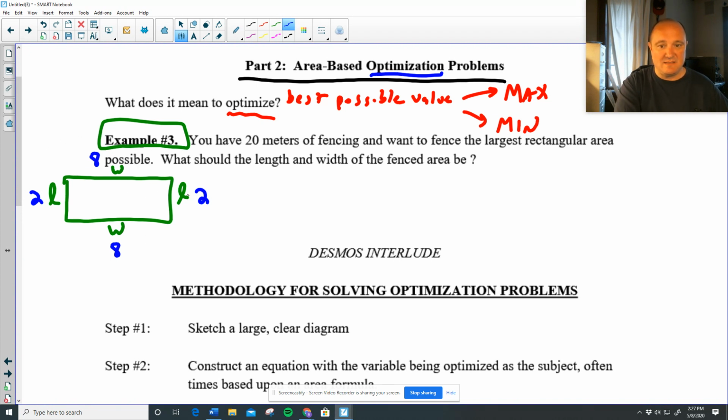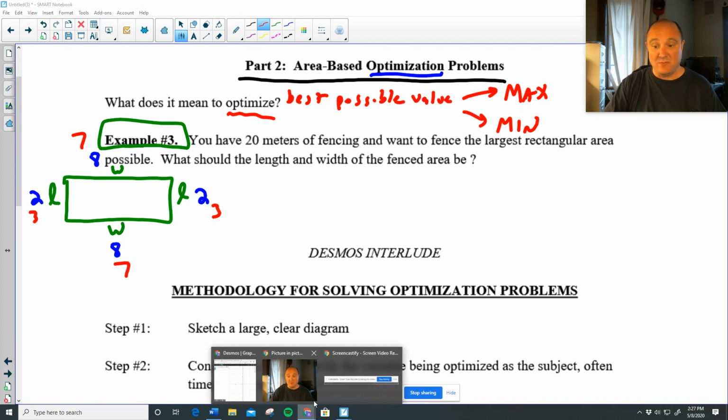The length plus the width is always going to add up to 10, right? Because if this was going to be 7, and this would be 7, that would mean that this has to be 3 and 3 for all the red numbers to add up to 20. So I can look through the different pairs and figure out what area I get from this pair, what area I get from this pair. And I could just do a lot of guess and check. And that's one way to solve these problems.